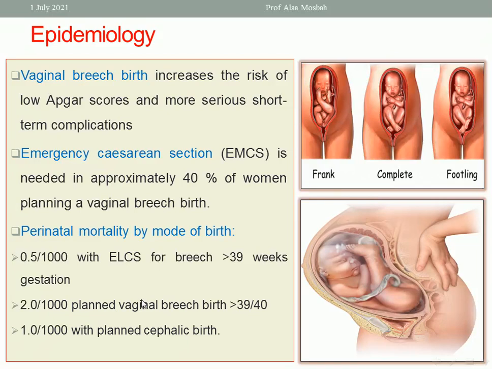But is this an actual mortality, or are there underlying causes rather than the delivery itself that may be the cause of this increased mortality? If we select the proper patient suitable for vaginal delivery, the mortality will decrease, both perinatal and neonatal. Let us see.